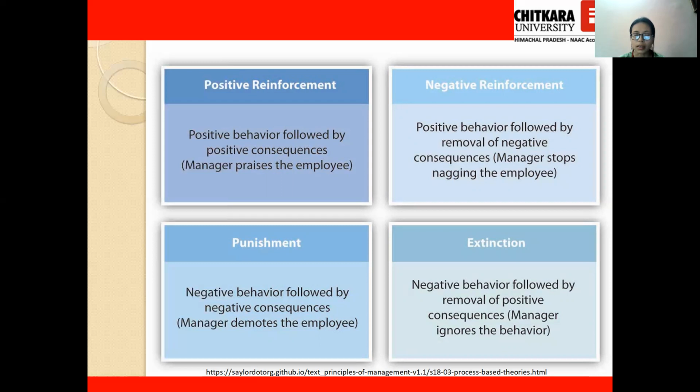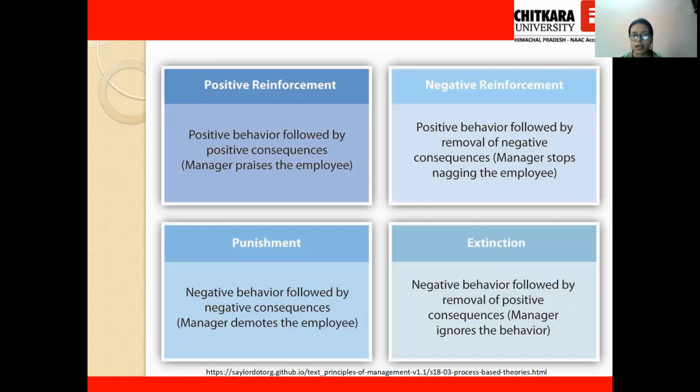For example, simply when a student is given the class representative role of a particular class, but when that class representative doesn't do their work properly, doesn't maintain the class silence, then the class teacher will demote the student from class representative and give that responsibility to another friend. Then it automatically leads to punishment. Then the student will feel that next time I will do great. So negative behavior followed by negative consequence leads to punishment.